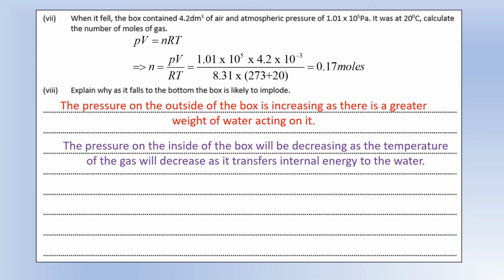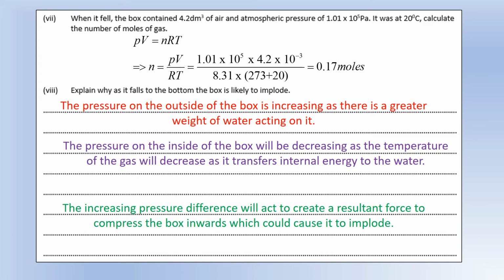And the other thing is the pressure on the inside of the box would be decreasing as the temperature of the gases decrease as it transfers internal energy to water. So the oceans are much colder than the air above them, so the temperature is going to be decreasing as well. So both of those two things act to increase the pressure difference, and that could create a resultant force to compress the box inwards, which will cause it to implode.